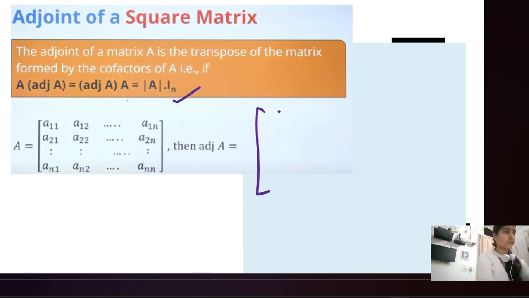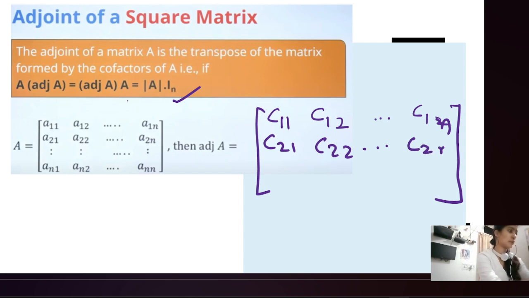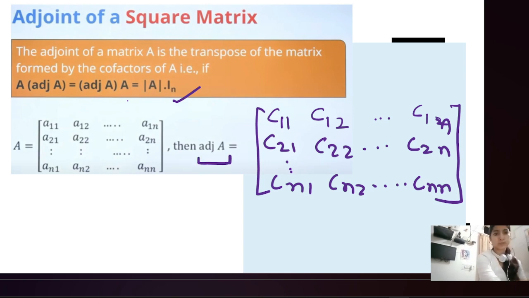Okay, so here we are getting C11, C12, C1n. These are the cofactors, right? So from here we are getting C21, C22, C2n. And then we are getting Cn1, Cn2, Cnn. These are the cofactors, nothing but the adjoint of A. So we already discussed how we can find the adjoint matrix.